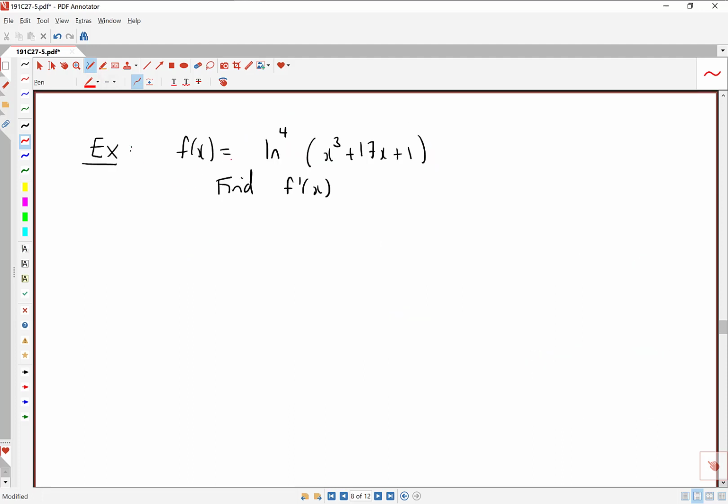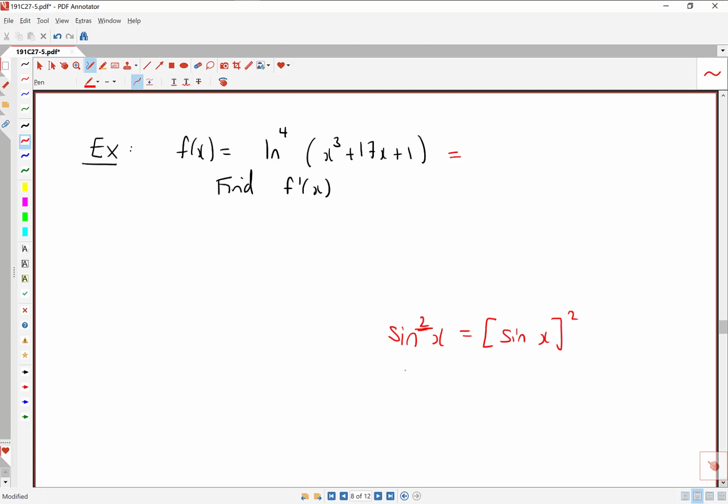So here's our next problem. f of x is equal to ln to the 4th of x cubed plus 17x plus 1, and we want to find the derivative of this. First thing we should do is a rewrite here, and this is an important piece of notation. Let's think back to trig functions, because this is where this notation comes from. If you have something like sine squared x, you can rewrite that as sine x all squared. So having a power like this on a function means that the entire function is raised to a certain power.